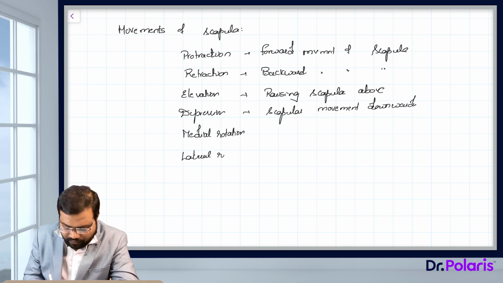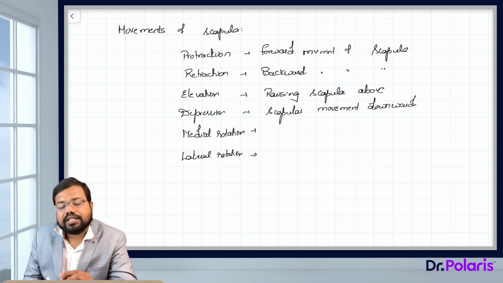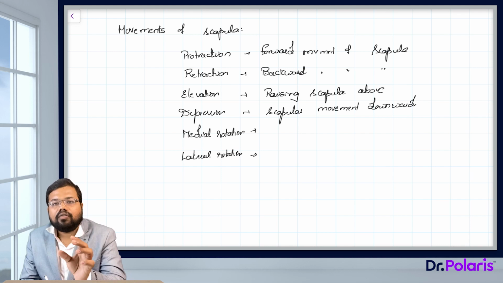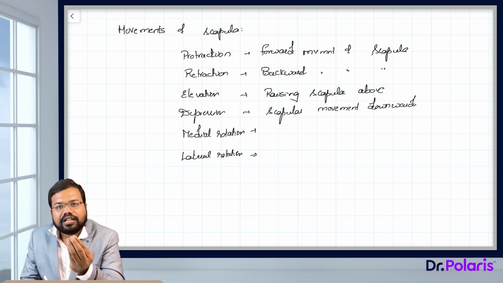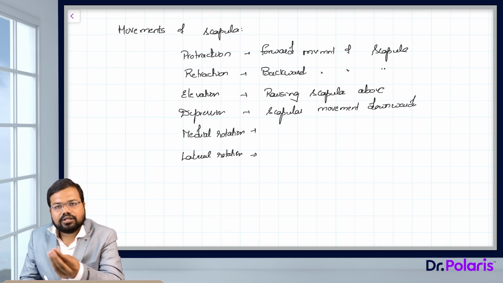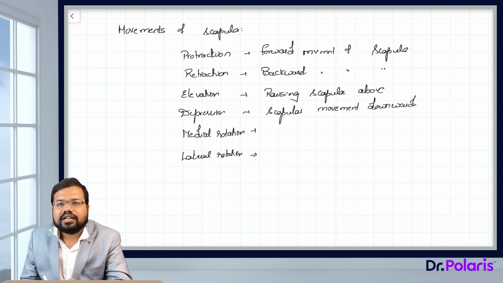And usually people get confused about why it is medial rotation and why it is lateral rotation. The naming is based on the movement of the inferior angle. For example, if the inferior angle is moved towards the medial side, that's a medial rotation. And if the inferior angle is moved towards the lateral side, that's a lateral rotation. That's a cheat code for understanding medial and lateral rotation.